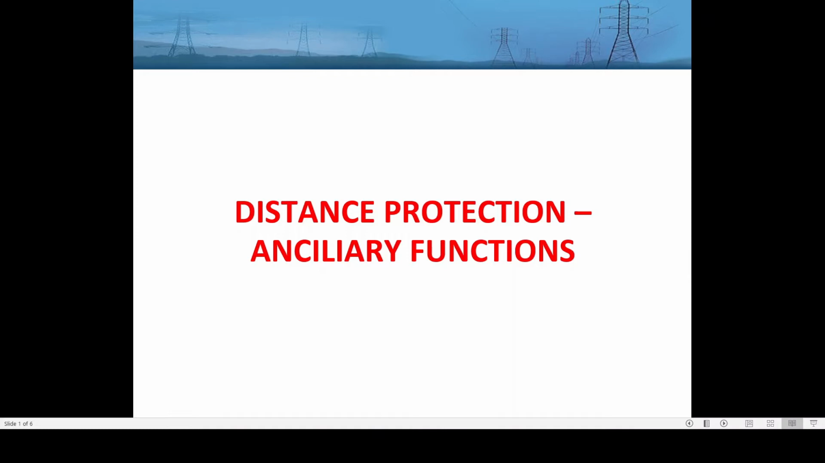So in this session, we will discuss some of the other important ancillary functions like SOTF, weak end infeed, fuse failure, and broken conductors. These ancillary functions are required to be understood to understand the complete scheme of distance protection in case of transmission lines. So now, without wasting further time, let's start with today's topic.